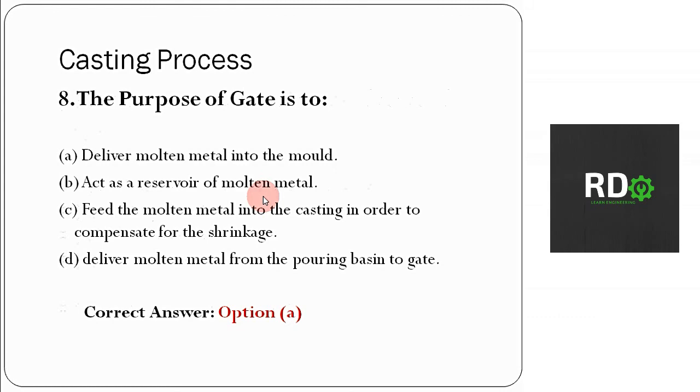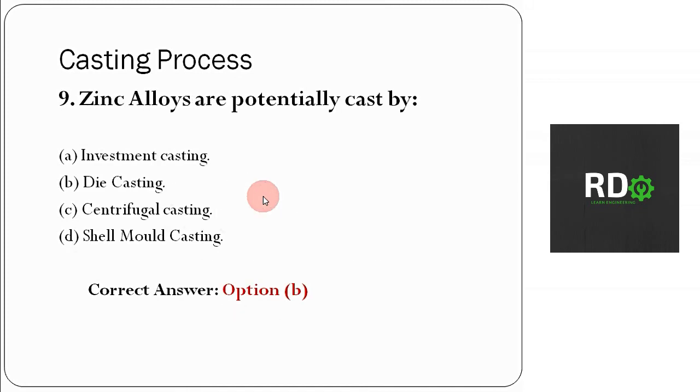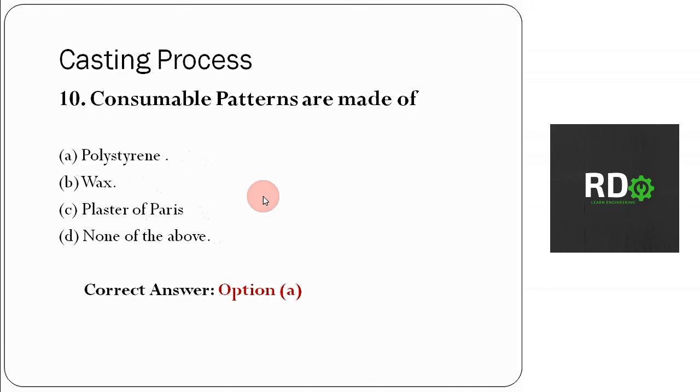Then the purpose of the gate. As you all know, the purpose of the gate is to deliver the molten metal from the runner into the mold. As it passes through the runner and then the ingate, it falls into the mold. So the right option is option A, deliver molten metal into the mold. That is the purpose of the gate. Next, zinc alloys are potentially cast by die casting. The other casting processes cannot be used because, as you know, die casting is known for zinc alloys. The correct answer is option B.